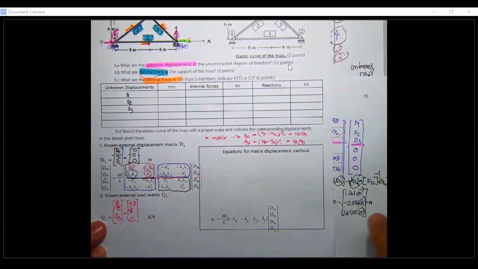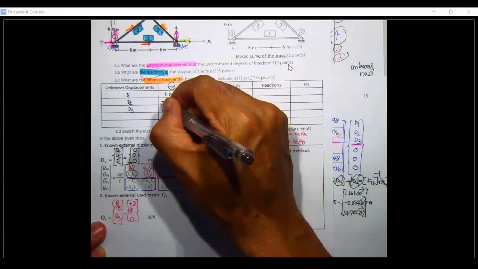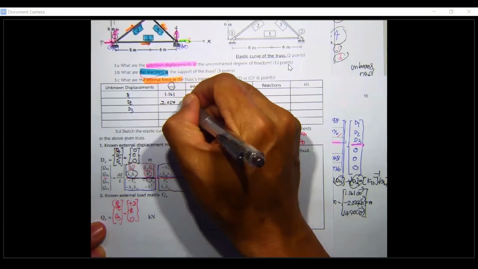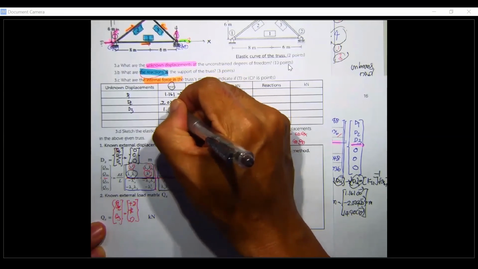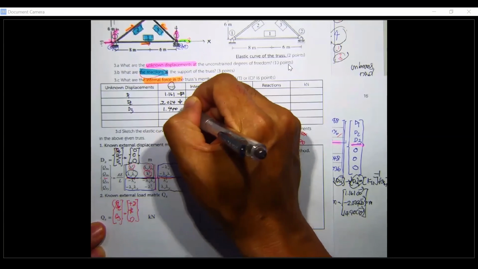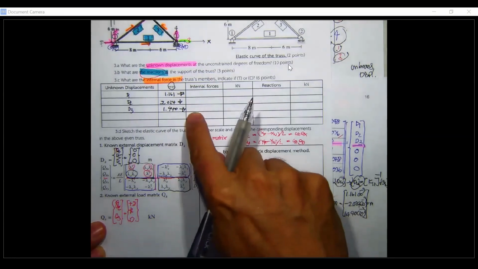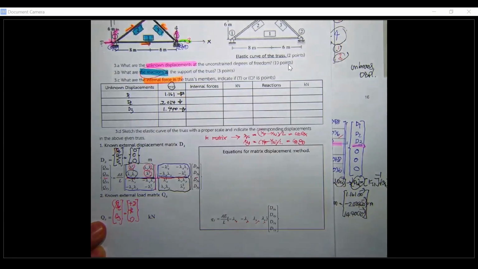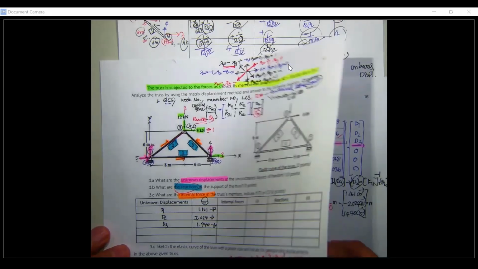This is going to be 1.161, minus 2.024. This is downward, this is in this direction, and this is going to be 1.440. This is in this direction. It's positive, this is negative, just put it, and then you can go further to determine the Q sub U. Based upon this, you also can use this value to draw the elastic curve.